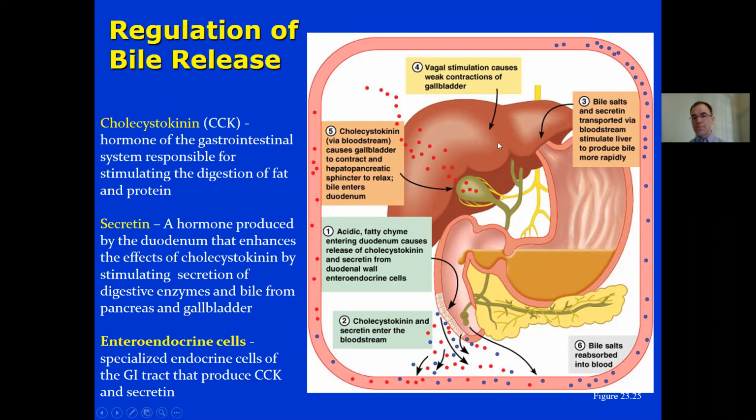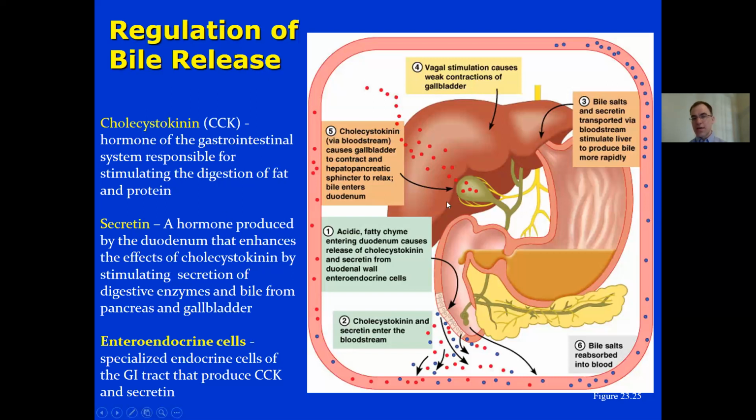At the same time, you have a vagal stimulation from the brain that's going to cause some weak contractions of the gallbladder to kind of prime the pump, so to speak. And then finally, you have CCK via the bloodstream, which is going to cause the gallbladder to contract more forcefully.